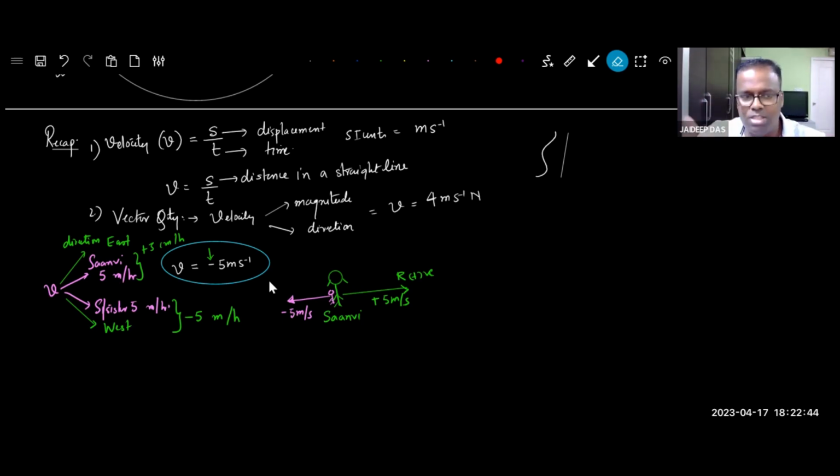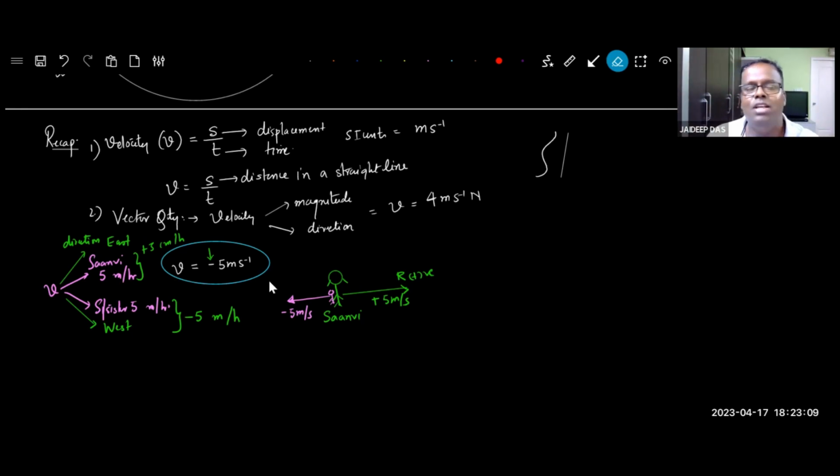Now, let me give another example. Sanvi is traveling at 5 kilometers per hour east, and her sister is traveling at 3 kilometers per hour east. That means Sanvi is ahead of her sister, because Sanvi is going at 5 kilometers per hour east, going fast. Sister is trying, hey, wait, where are you going? Sister is also going in the same direction.